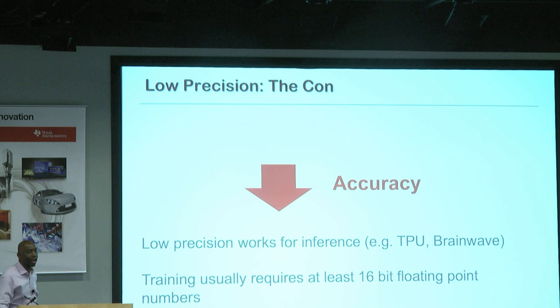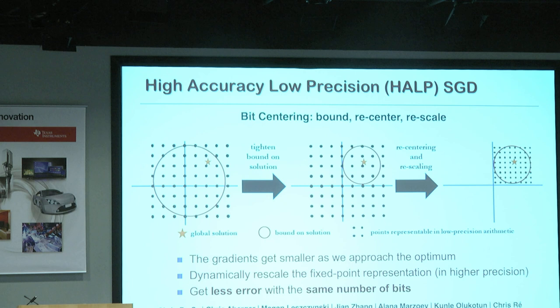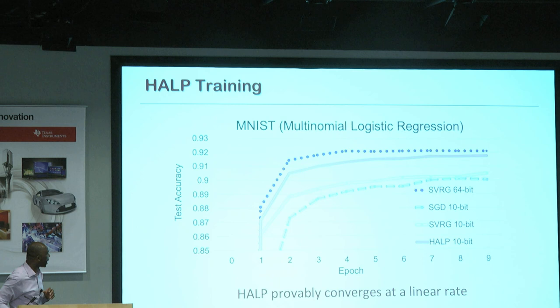But recently, we've come up with an algorithm called high accuracy, low precision. And the key thing that it does is it moves around the bits that are used to do the training so that they get used to the greatest effect. And the way that you do this is by bounding the solution and then scaling, then recentering your bits so that you use the bits in the right place. And we've shown that you can use this algorithm with less than 10 bits and get higher accuracy than stochastic gradient descent that uses 64 bits, right?